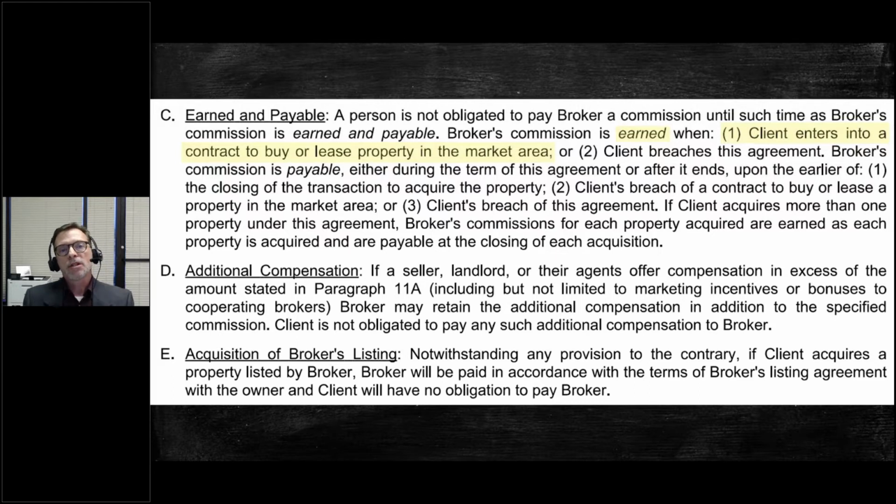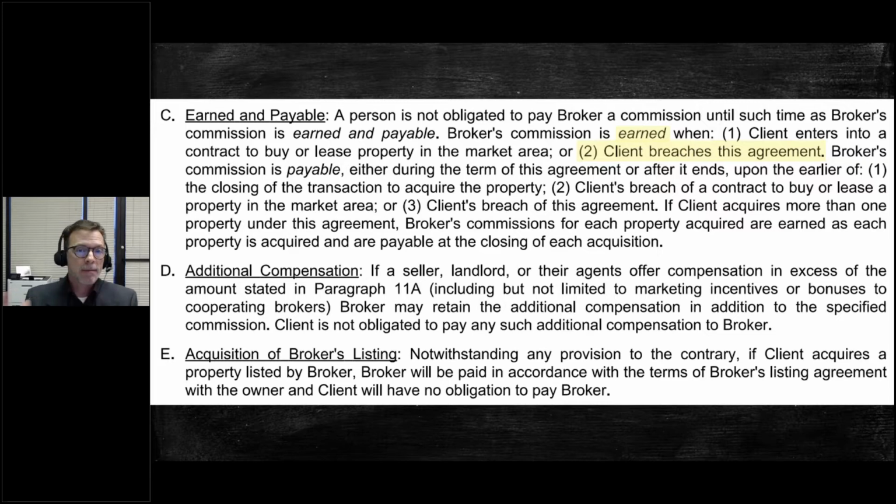A broker's commission is earned when one of two things happens. One, the client enters into a contract to buy or lease property in the market area. So once the contract is signed, your commission is earned. Or two, the broker's commission is earned if the client breaches this agreement. That is the buyer-tenant representation agreement. We're not talking about the contract to purchase the property. If the client breaches the buyer-tenant representation agreement, then the broker's commission is earned at that point.